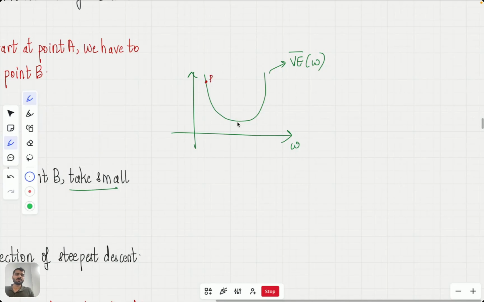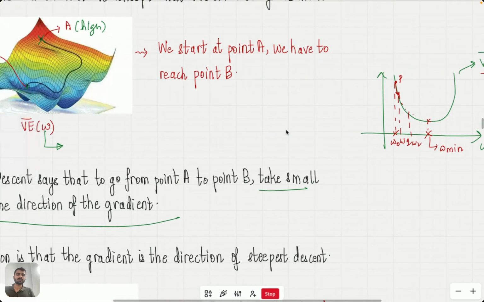So clearly I want to reach over here, which is the minimum of this. And what gradient descent tells me is that you start with this weight value which is on the left, and you take a small step, you update the weight value, you take another small step, you update the weight value, and slowly you reach the point where you get your correct weight value, which is W min. Now, this is exactly what we want to do.